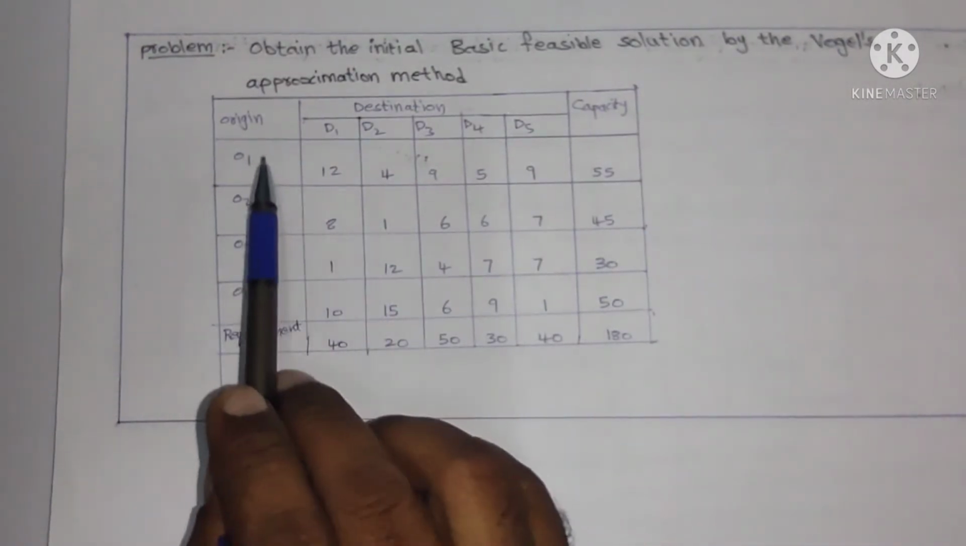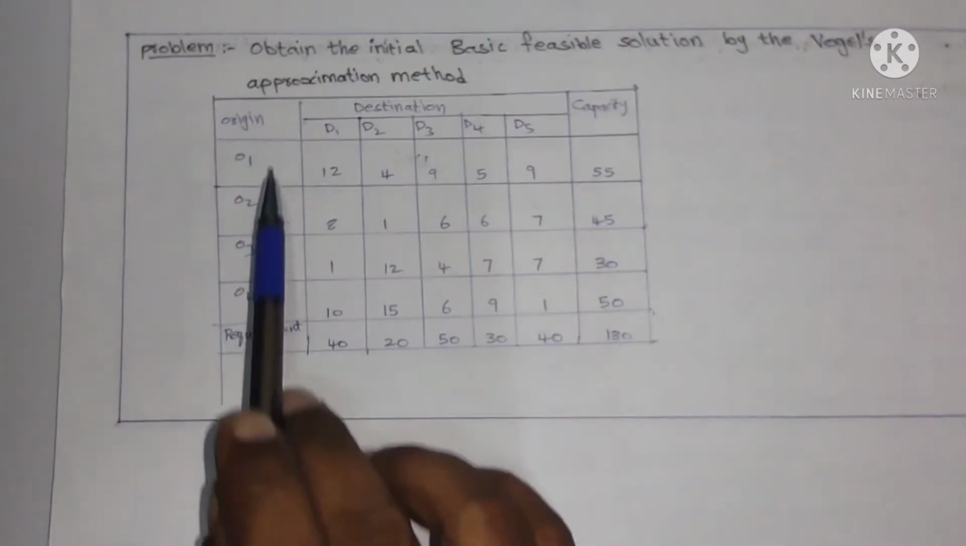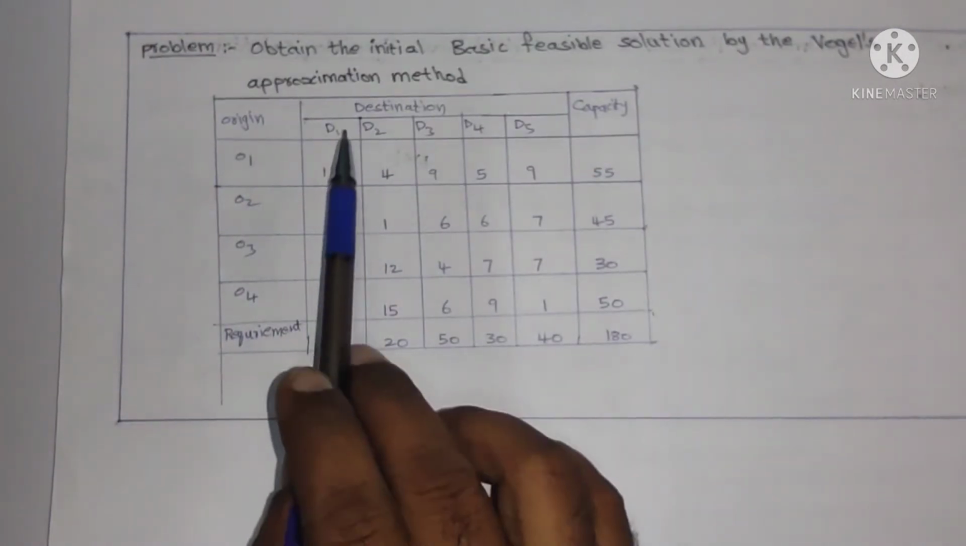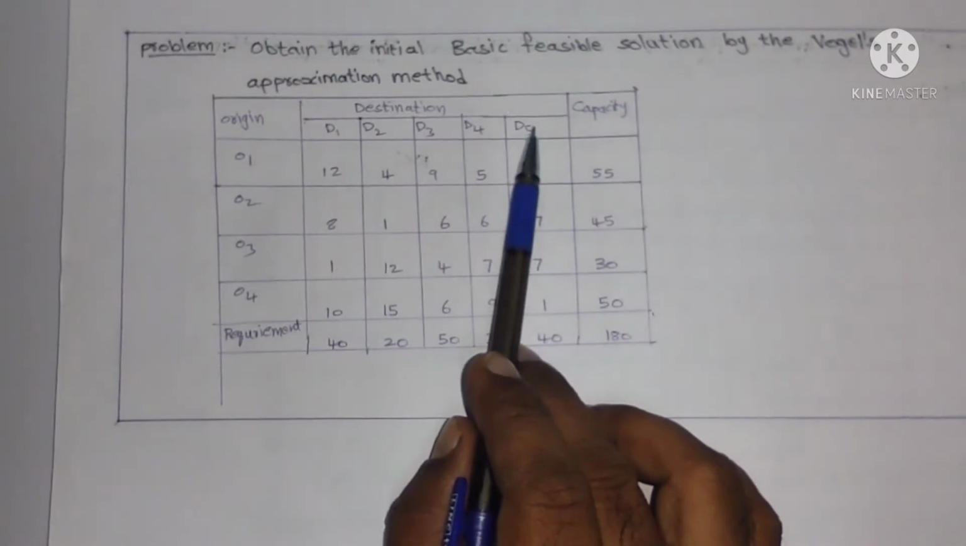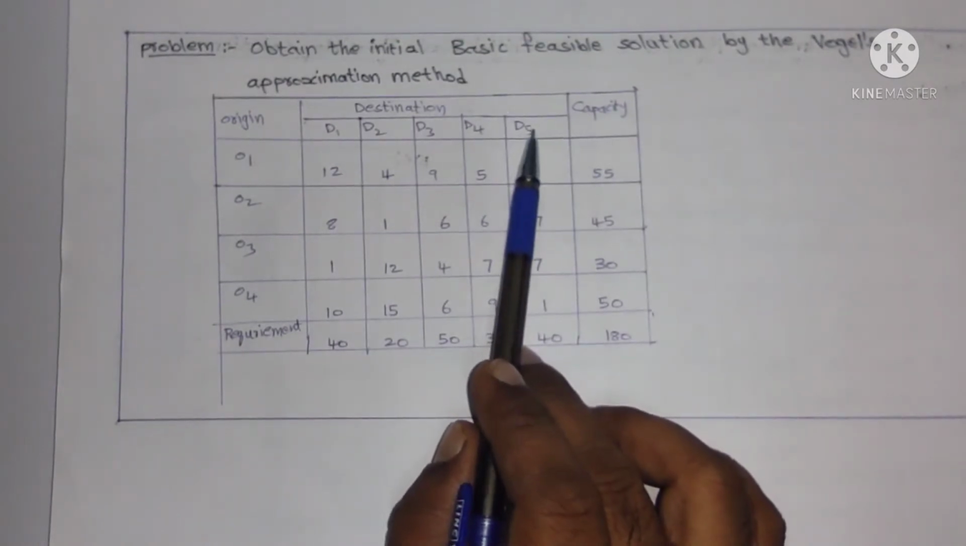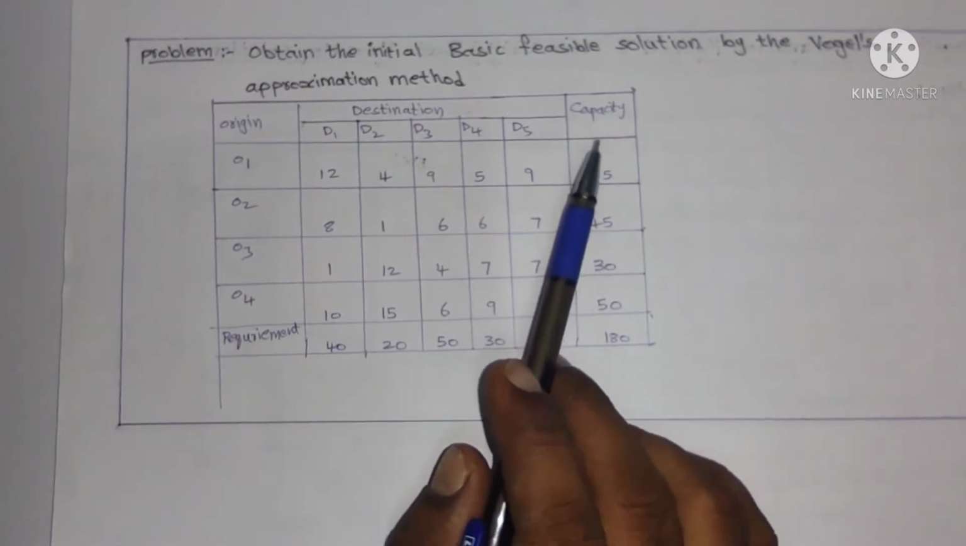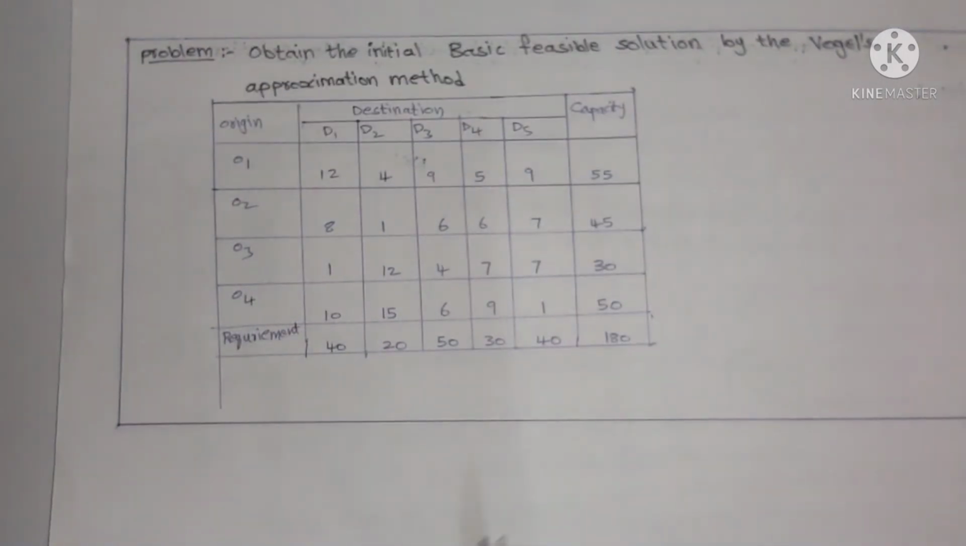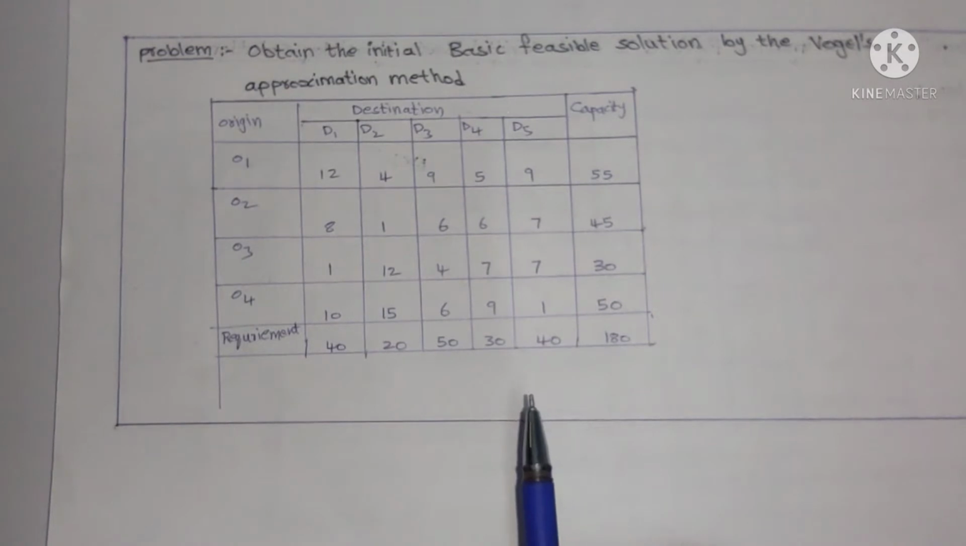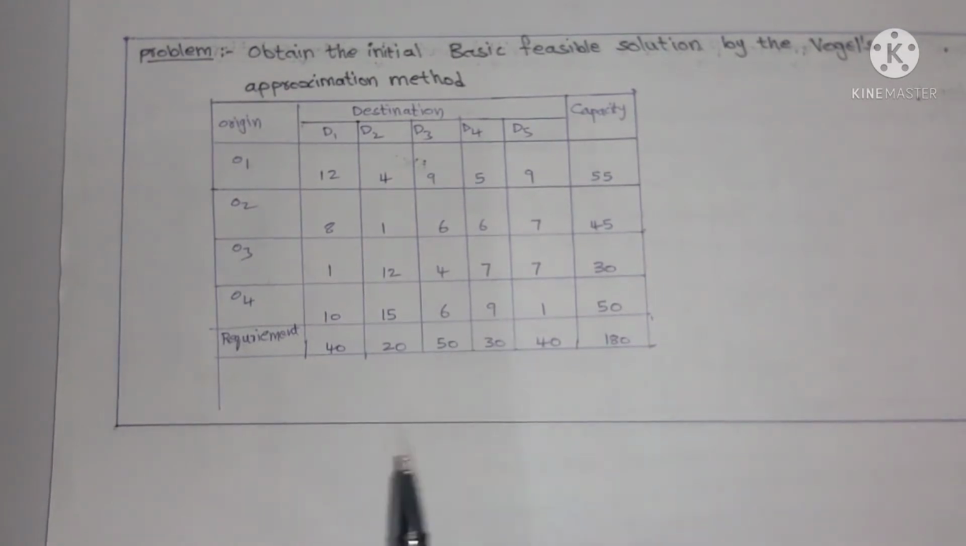So in this table, how many origins are we having? 4 origins, O1 to O4, and how many destinations? D1 to D4. That means 4 destinations we are having. Okay, now what is the first step for Vogel's approximation method? We have to find out the difference in rows and difference in columns for the difference between two cheapest cells.